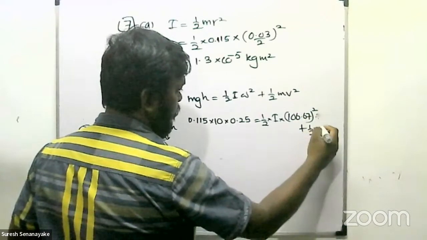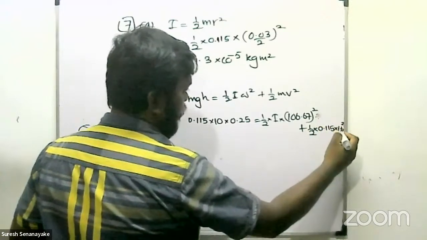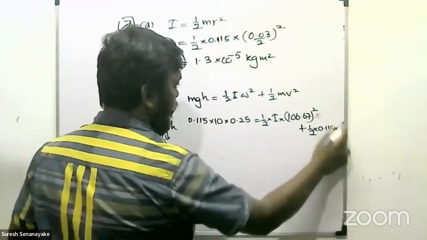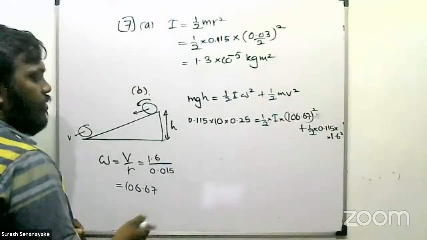Half into 0.1 into 1.6, right? And then 1.6 here. Then you can find the I from this.